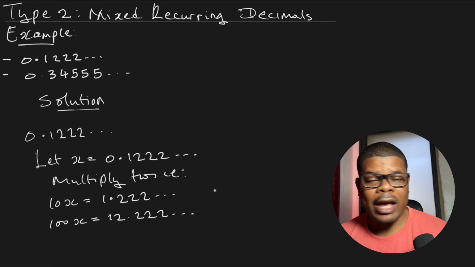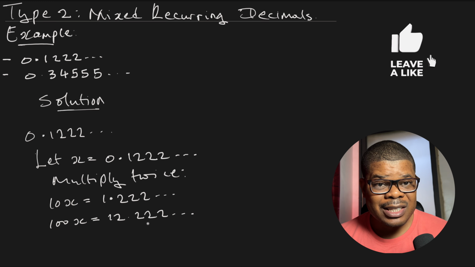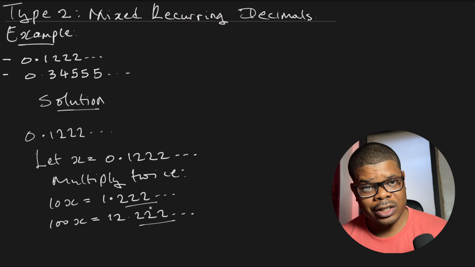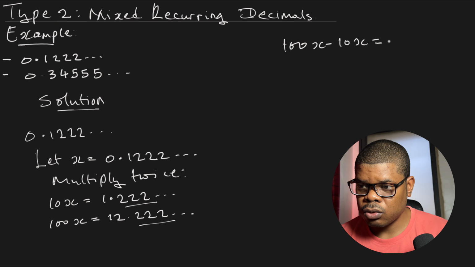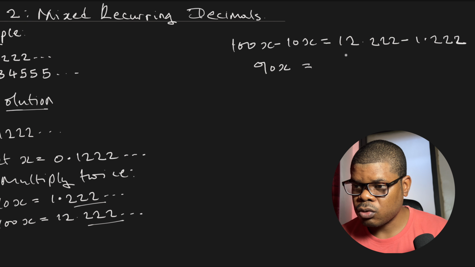12.222. The reason why we had to multiply 2 times is so that we can have a consistent recurring decimal right here. We have to be very sure that the decimal is recurring. We have to now subtract. So 100x minus 10x will be equal to 12.222 minus 1.222. Over here we have 90x, and 12.222 minus this is 11.